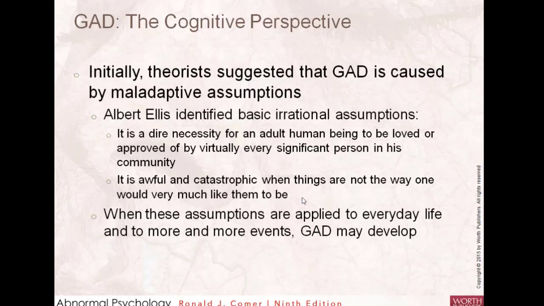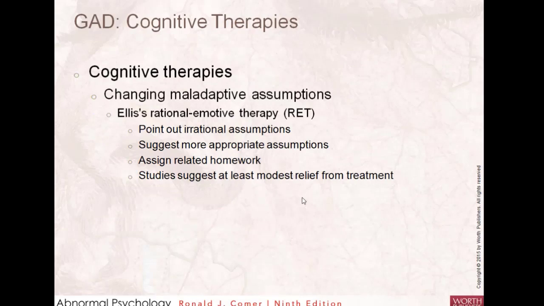So, according to the cognitive perspective, the problem is that you're responding to maybe typical natural events as if they are disasters. So what you're going to do then is, first of all, help your clients recognize when they have these maladaptive assumptions, and then, second of all, help them change those. This is sometimes called rational emotive therapy.